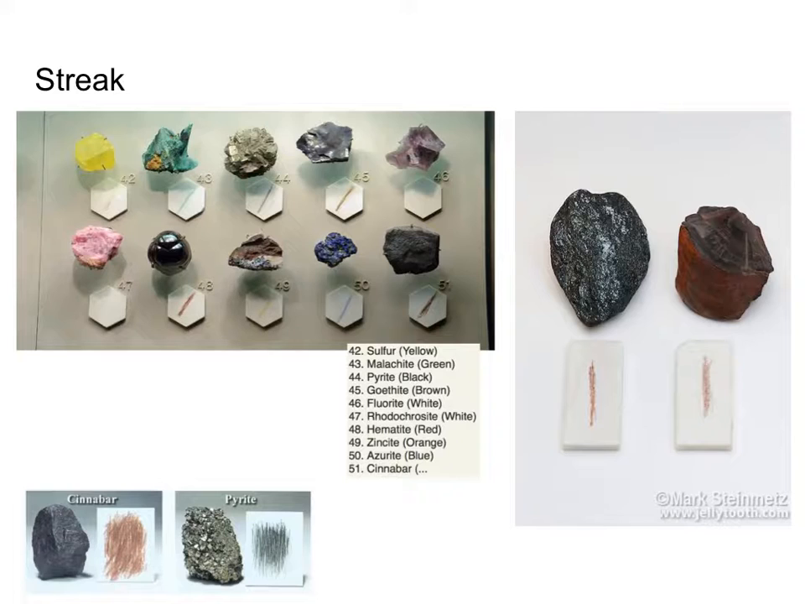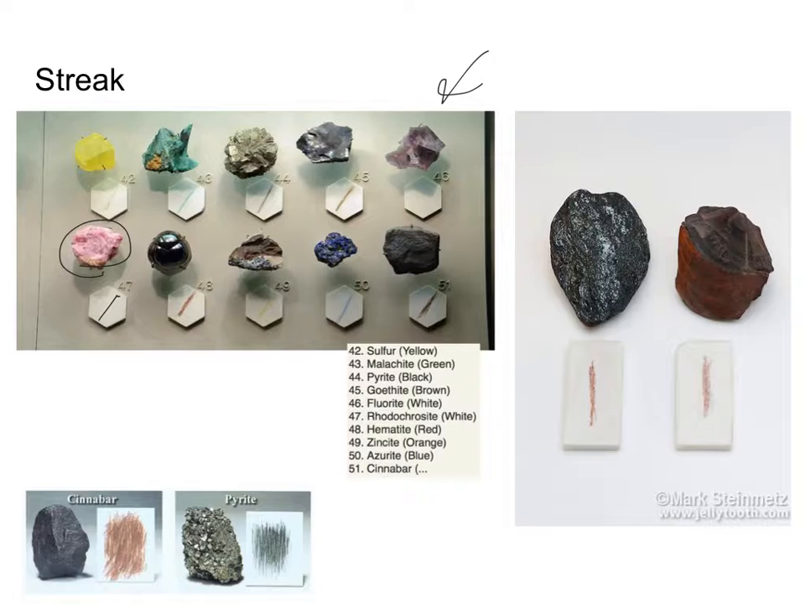Okay. And so you can see from this figure from the display at the American Museum of Natural History, if you take a look at these different minerals, sulfur, no surprise, gives a yellow streak. But, for example, this rhodochrosite, which looks kind of pinkish, actually gives a white streak when you streak it on the ceramic disc.